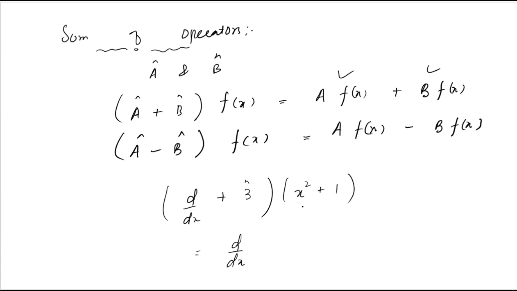We have to differentiate this thing. Okay, x square plus 1, and then we take the multiplication of this thing. Okay, so this is basically what this means. And similarly, if it's a subtraction, we'll write d by dx minus 3 and we'll operate this same thing.